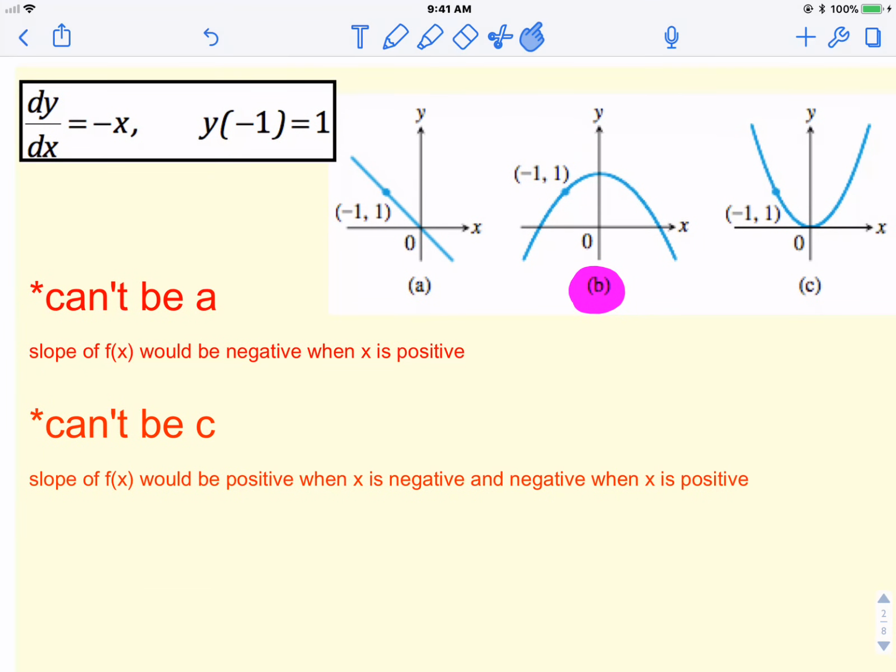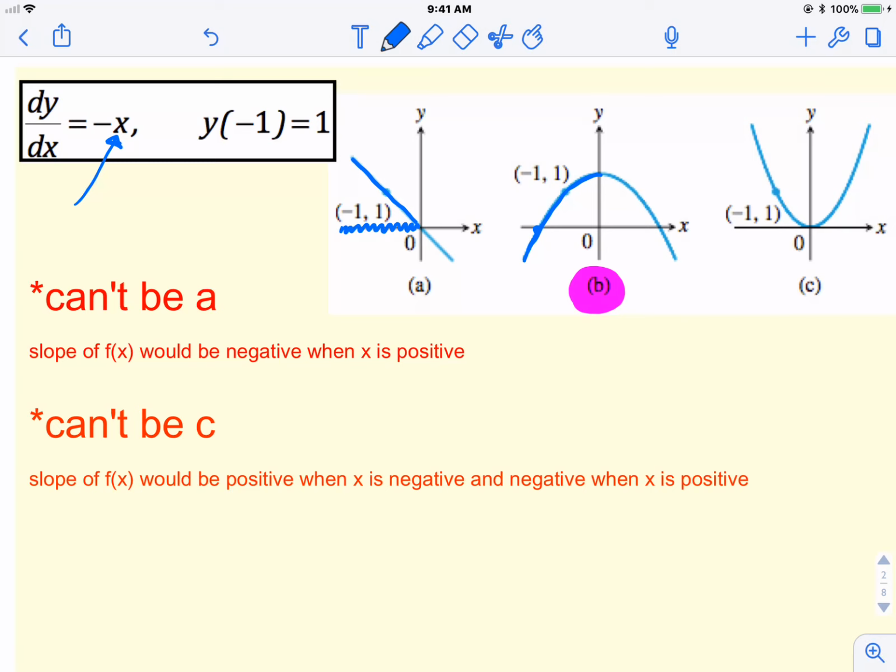So it can't be A, because when x values are negative, the opposite of my x values would be the sign of my slopes. That would tell me that I have to have positive slopes when x is negative. And I don't have positive slopes in this first part of my graph. I have negative. In B, however, I do have positive slopes, for all my negative values of x.